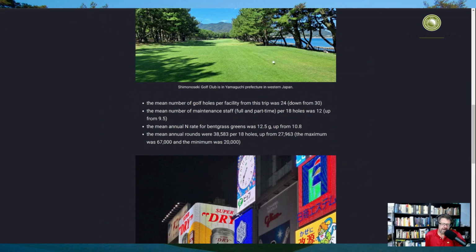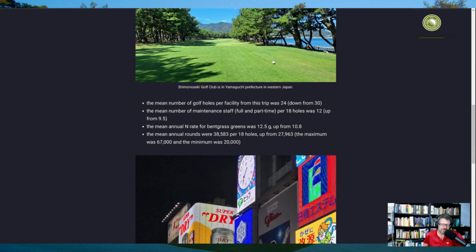The mean annual nitrogen rate for bentgrass greens was 12.5 grams per square meter, up from 10.8. That is exactly 2.5 pounds of nitrogen per 1,000 square feet. And the mean annual rounds went up to 38,583 per 18 holes, which is up from the previous 27,963. The maximum number of rounds for all the courses I visited was 67,000 per 18 holes, and the minimum was 20,000 per 18 holes.